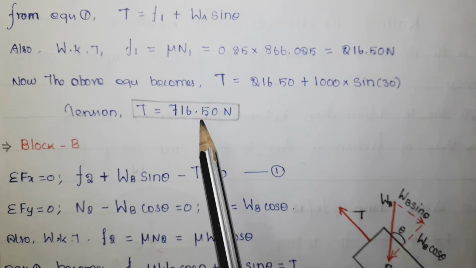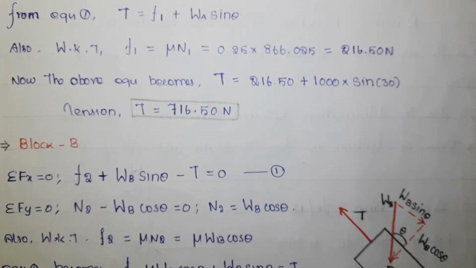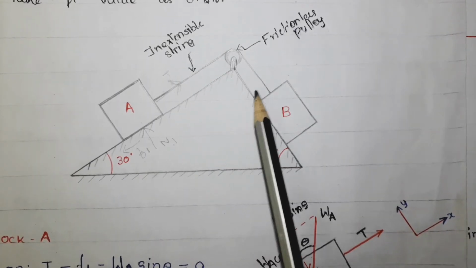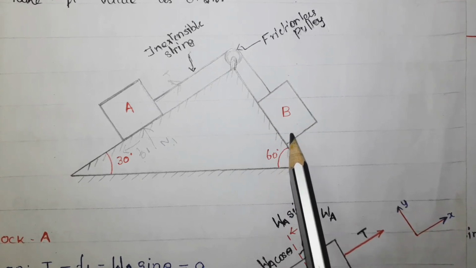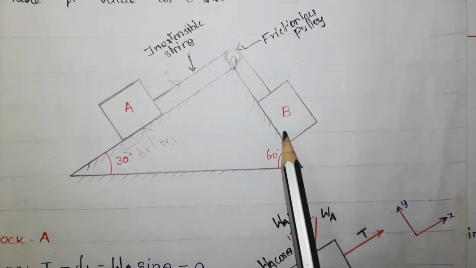Now just substitute this F1 and everything into this equation, and you will get the answer for T, which is nothing but 716.50 Newton. Now let us go to the second block, block B, which is resting on a 60 degree inclined plane, and I am going to draw the free body diagram for this block.